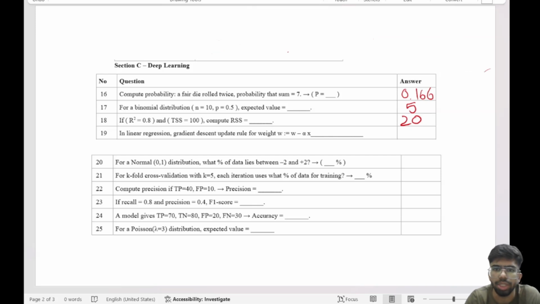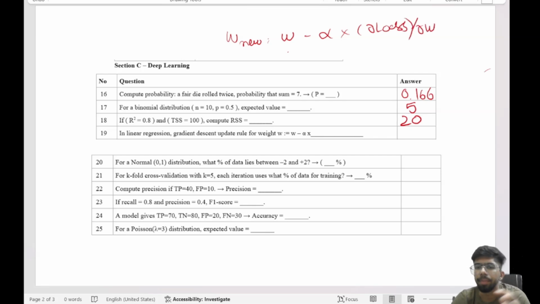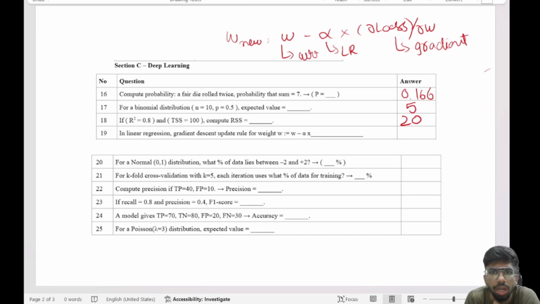The next question is, in linear regression, the gradient descent update rule for weight is w equals w minus alpha times blank. Filling the blank: w new equals w minus alpha into delta loss by delta w. In gradient descent, we update the weights by moving them in the opposite direction of the gradient, because that direction reduces the loss. Here alpha represents the learning rate, this is the gradient, this is the current weight, and this is the new weight. So the answer is dL by dw.